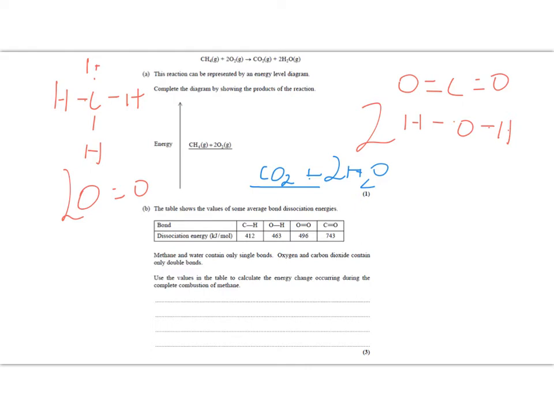So at the start of the process you break 1, 2, 3, 4 carbon-hydrogen bonds. So let's write that down here. So 4 CH, and you also break 2 oxygen double bonds.